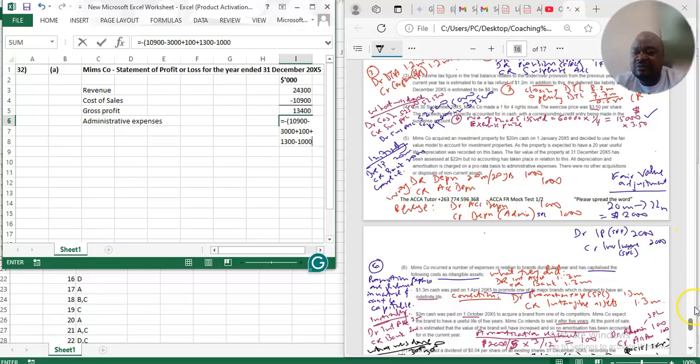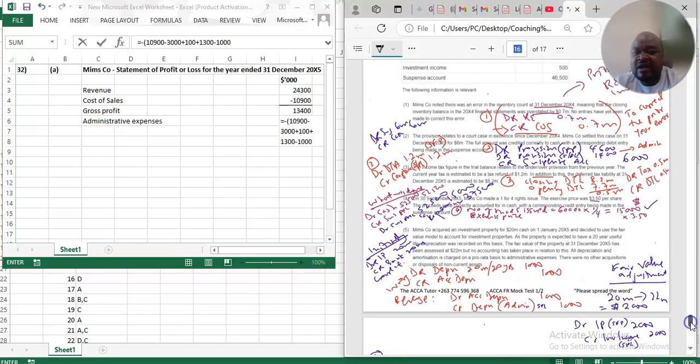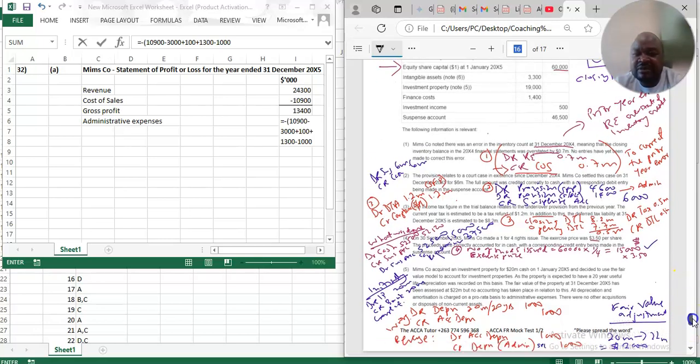We are moving, isn't it? In the examination, it should be on fire. And then the number of shares issued, and so on. This one doesn't have anything to do with our administration expenses. Okay, income tax, that one is going to be done in the income tax.